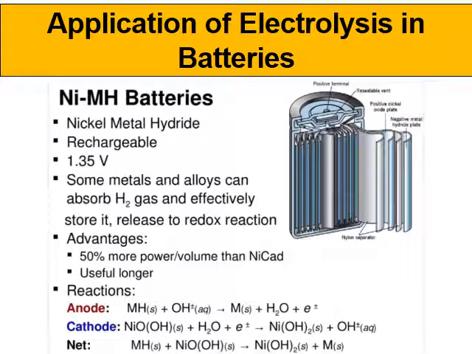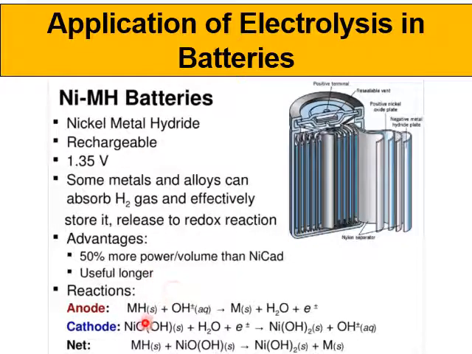And then the nickel metal hydride battery. This is rechargeable, also a secondary battery. It has 1.35 volt. Okay, it does have some metal and alloy that can absorb hydrogen gas effectively. It stores and releases through the redox reaction. The advantages: 50% more power and volume than nickel cadmium. It can be used longer compared to nickel cadmium just now.